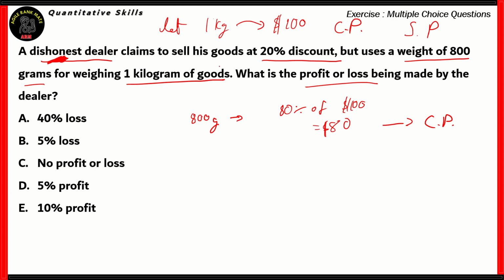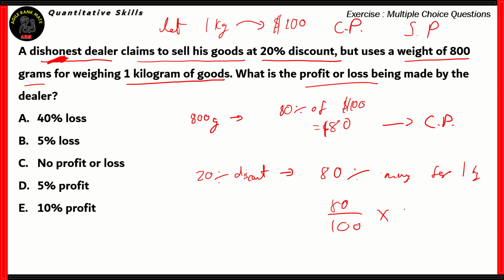The second part is he claims to sell his goods at a 20% discount. Now, the 20% discount is for his selling price. So let's consider that he wasn't dishonest, so he actually gave his goods at 20% discount. So 20% discount means that the consumer has to pay 80% of the money for 1 kilogram, which basically is 80 by 100 times $100, which is equal to, again, $80.